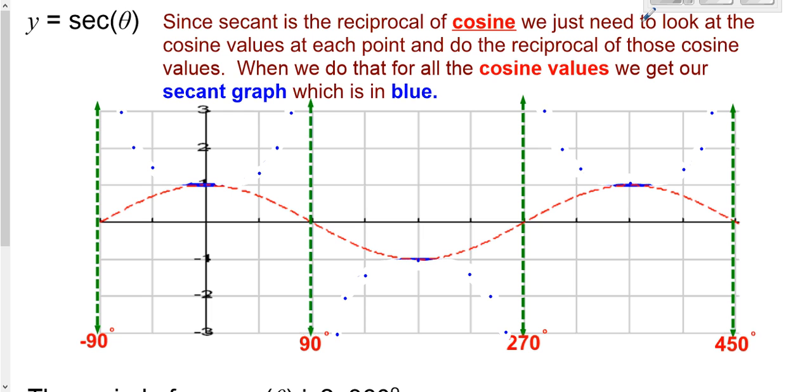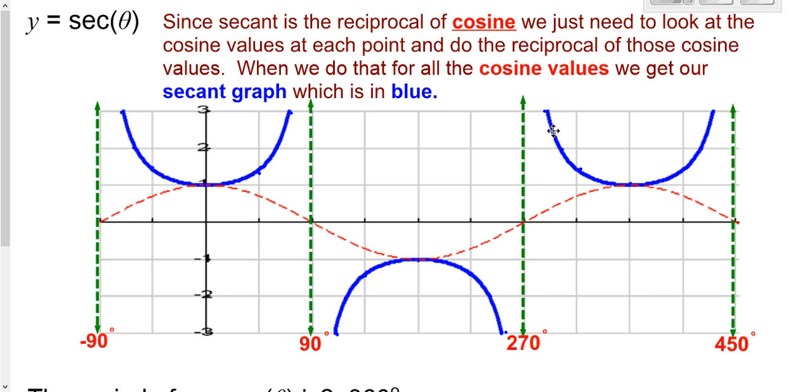So we have these vertical asymptotes here because at 90 degrees, our cosine was 0. But when we do the reciprocal, that would be 1 over 0, and we cannot divide by 0. Now, if we draw a smooth curve connecting all these blue points, we get this blue curve. Similarly down here, we get this blue curve. And when we draw this one on, we get this blue curve. So what you see here in blue is your secant graph.